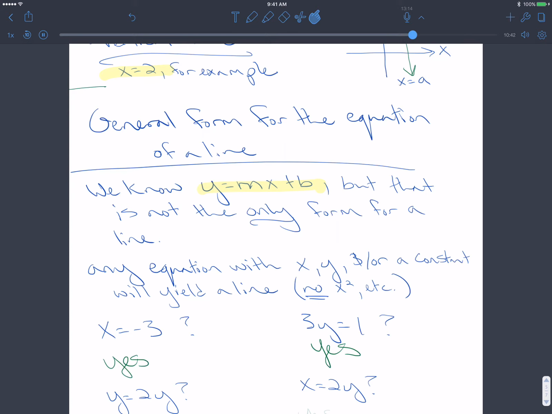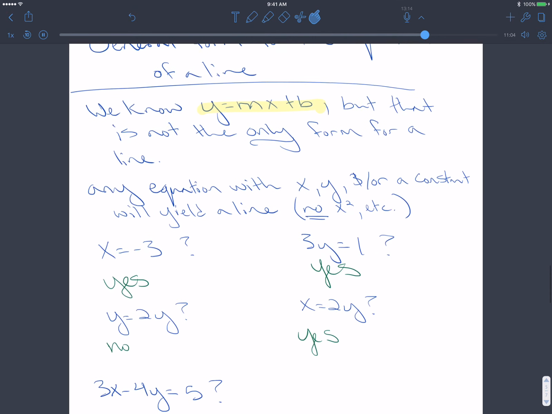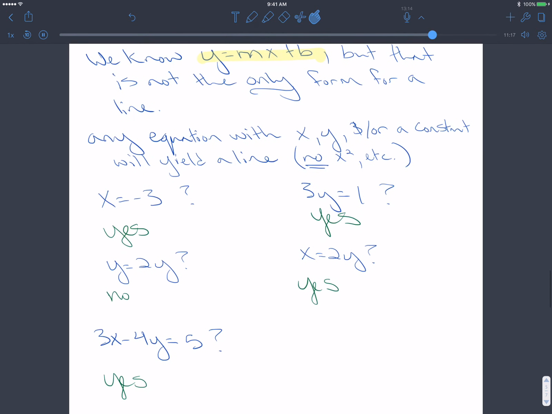That's just one value. What about x equals 2y? Yes. In this case, we have an x and we have a y. There's no x squared or 1 over x or anything like that. So yeah, we have an x and we have a y. That's going to be a line. What about 3x minus 4y equal to 5? We have an x, we have a y, we have a constant. We have all three of the things and nothing extra here. So yes, this is also a line.